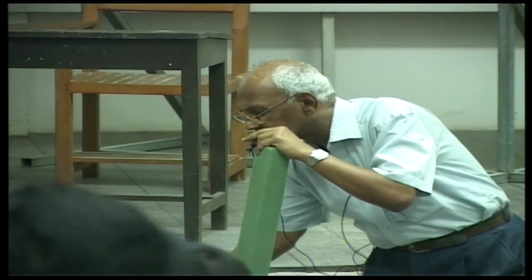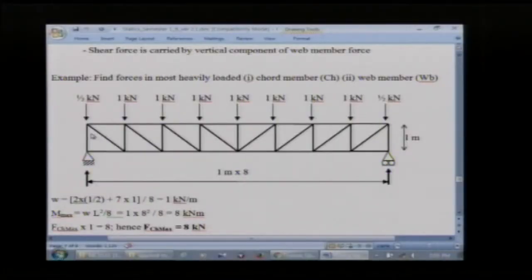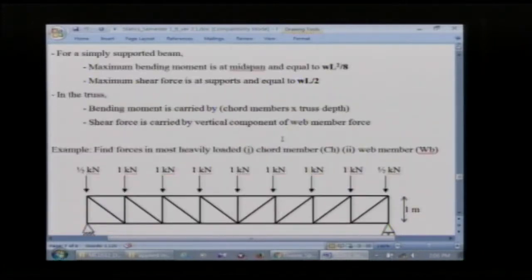And then the vertical component of this will be whatever force here times this cos theta or whatever, right? So, now if you look at this example, we assume that the bending moment is carried by the cord members times the truss depth, and the shear force is carried by the vertical component of the web member force, right?